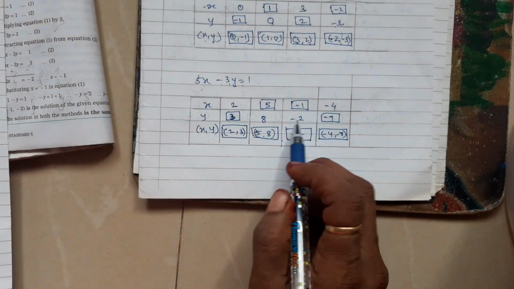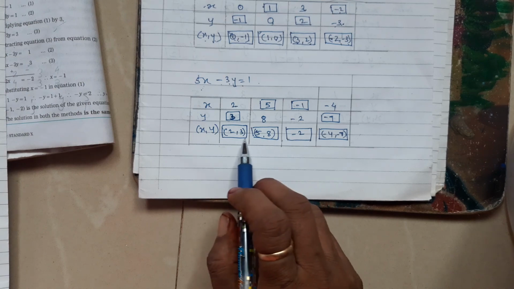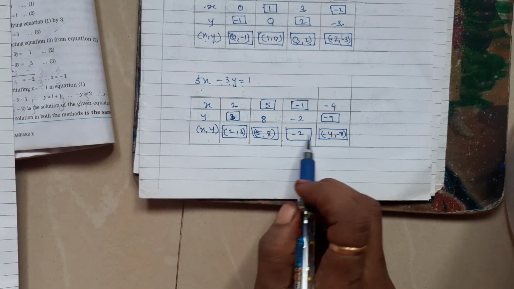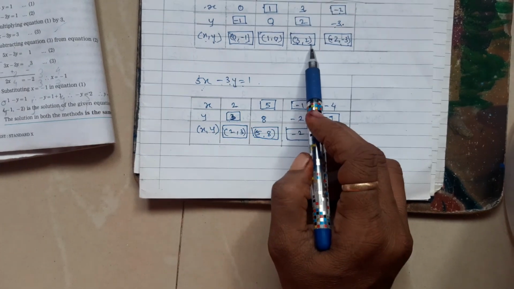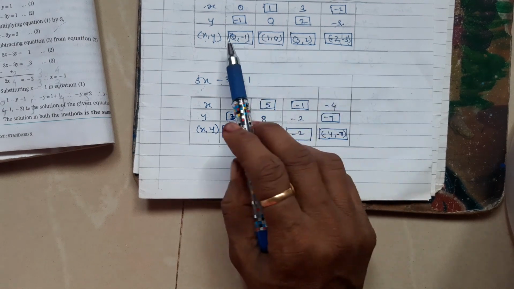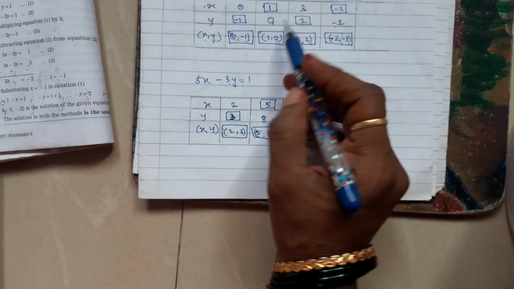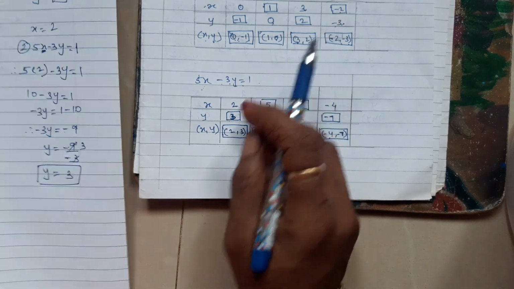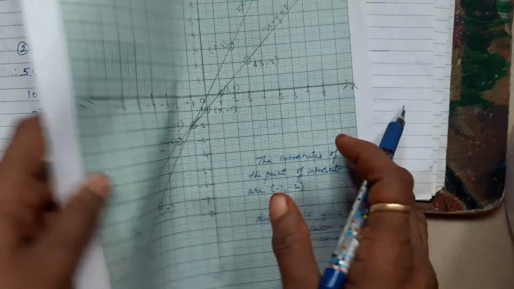Similarly, you take all these values and substitute in the equation. You will get these answers. Write the coordinates of x and y. Here also we have written coordinates of x and y. Now using these values we are going to solve the graph. So let us see our graph.